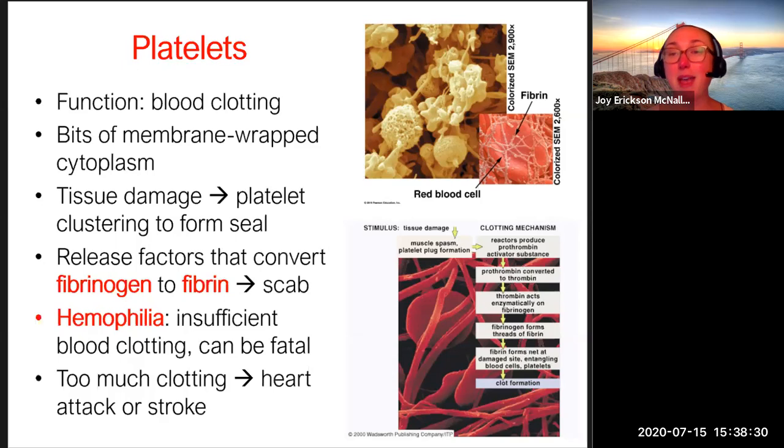So it's this fine balance of not too much clotting, but not insufficient clotting, and you've got to have the right ratio of these different types of cells in your blood in order to have your blood function properly.